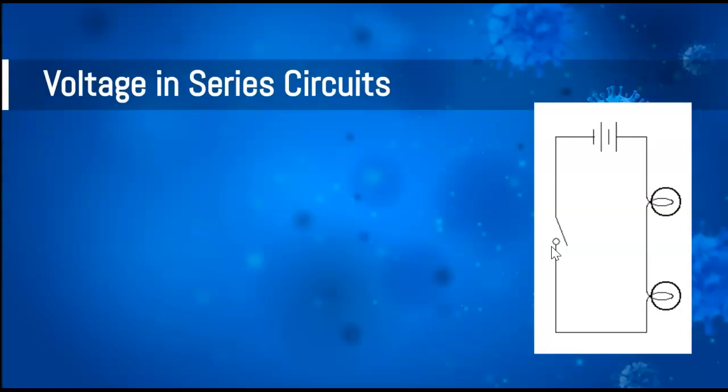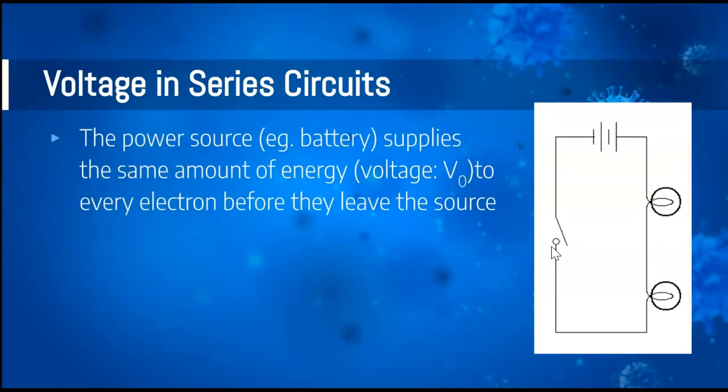All right, so now let's talk about what happens to voltage in a series circuit. Now, a reminder that a power source, so a battery or it could be a power pack that's plugged into the wall, is going to supply energy to the electrons that go through it. Every electron that goes through the battery will get the same amount of energy. So if I have a 9-volt battery, that means every electron that goes through the battery will gain 9 volts of energy.